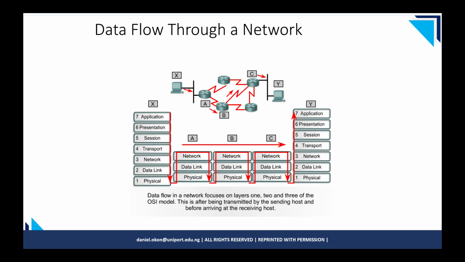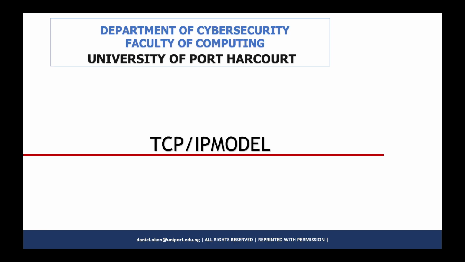There's what we call data flow. I've already explained the data flow simply refers to the movement of data within a network from one interface to another. Now, we come to what we call the TCP and IP model.